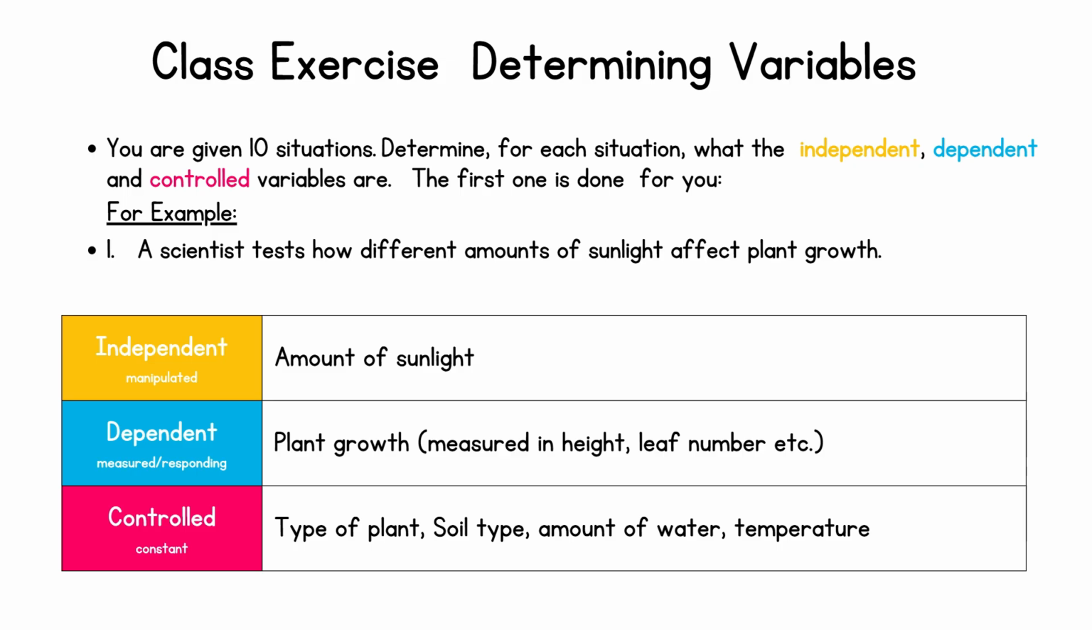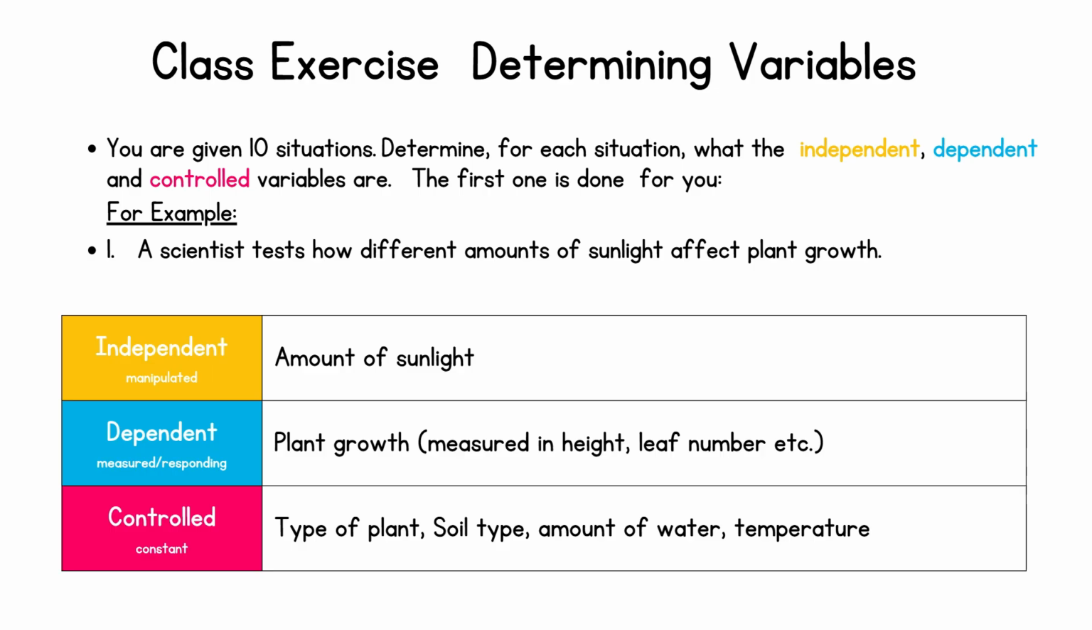Our first investigation states, a scientist tests how different amounts of sunlight affect plant growth. So what we're manipulating here would be the amount of sunlight. The independent variable is the one that you purposely change. Now, as we move on, the dependent is the one that is being measured. What is being measured here would be the plant growth. So you measure it in height, number of leaves, etc. So you're measuring whatever it is that shows growth on the plants.